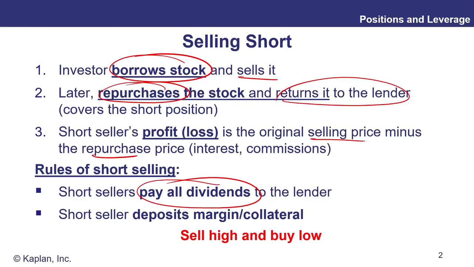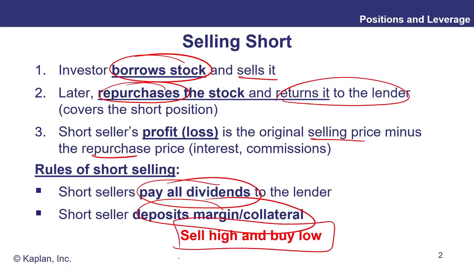The other thing you'd be worried about as a stock lender is not receiving the stock back. So the short seller will have to deposit some collateral, sometimes known as a margin payment, so that if the stock is not returned, they will forfeit that collateral. This position will pay off if we sell high and buy low. So you may have an inclination to believe that the asset price is going to fall, but you're only going to profit if that actually happens.